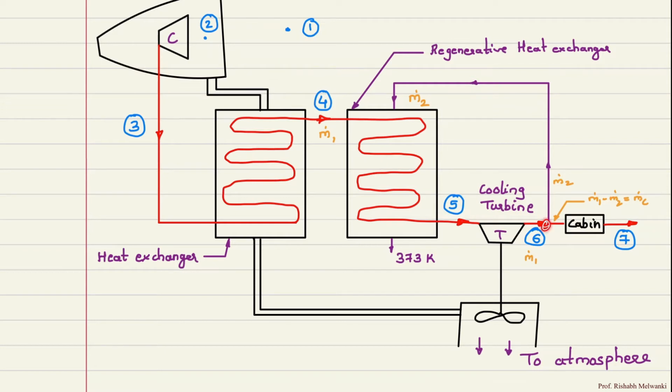Then if you see point 6, here the mass gets divided. So in this diagram I have shown that mass. Suppose the main mass which is coming at this location 6 is m1. So this is m1, and m2 is going to this regenerative heat exchanger. So what will be the outlet of this? It will be m1 minus m2, which is equal to mc. Okay, now based on this diagram we will read the data and at the same time write down the given data.